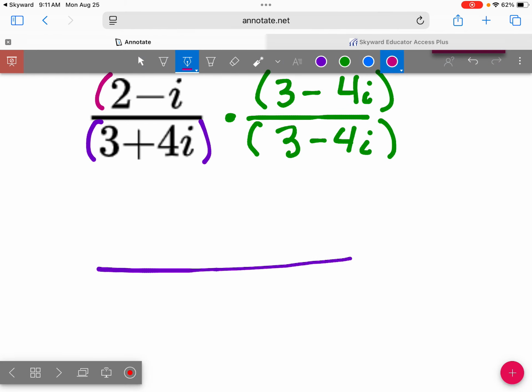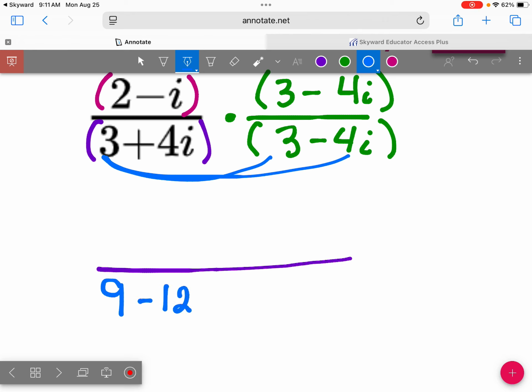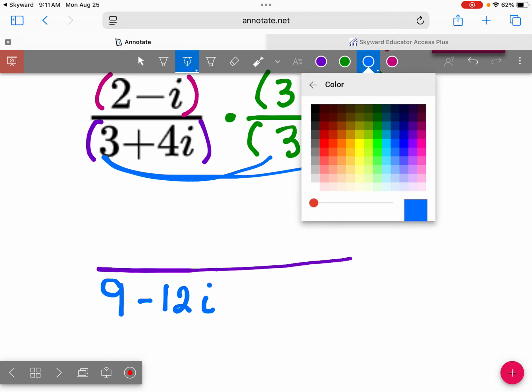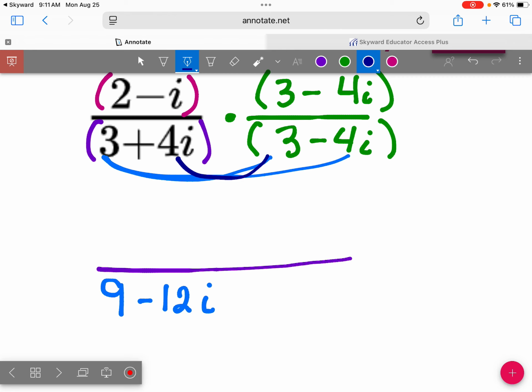And if you want to do all your multiplication at the same time, totally fine, 100% valid. I like to start with my denominator just because it lets me keep eyes on stuff and make sure things are coming out the way I want them to. I've got my 3 times 3 giving me 9. My 3 times minus 4i gives me a minus 12i. My 4i times 3 gives us a positive 12i. I can see those i's are going to cancel out. I'm happy about that. And then we have our minus 16i squared.